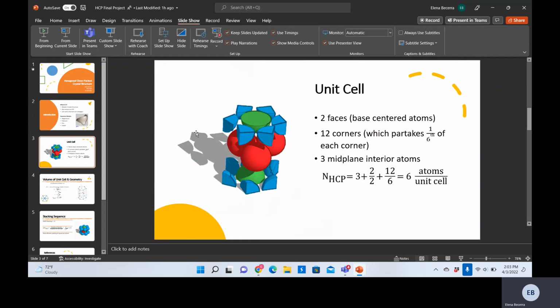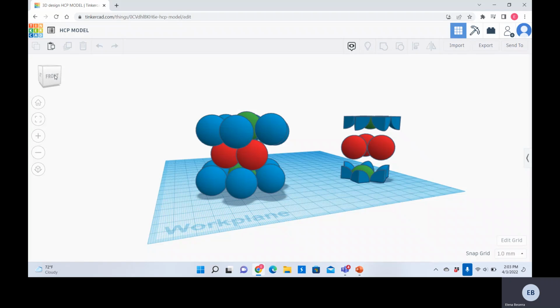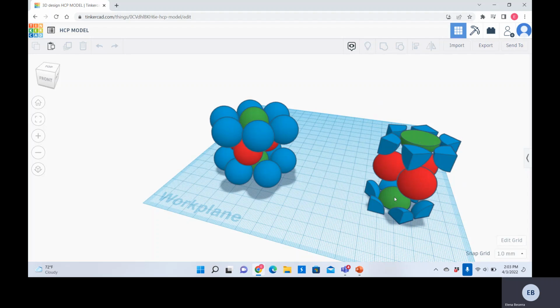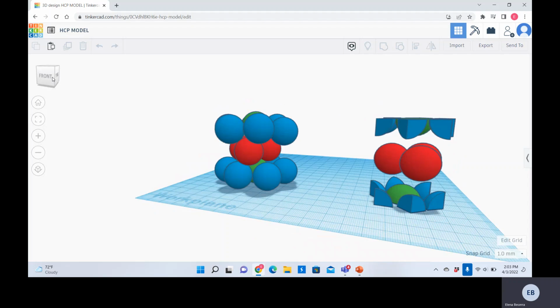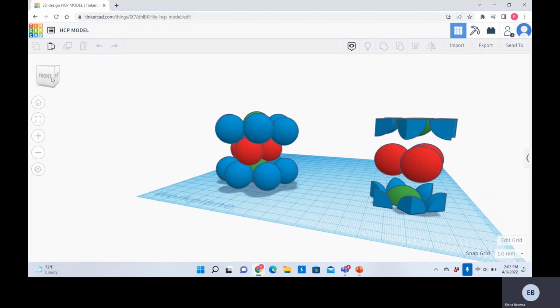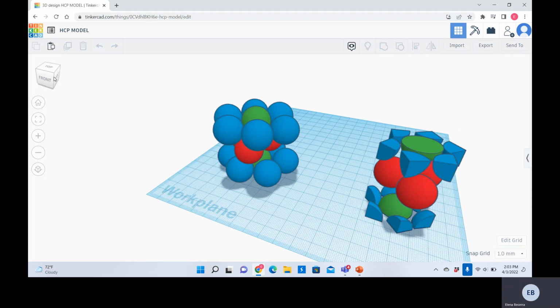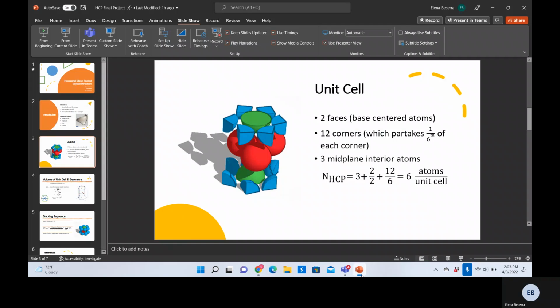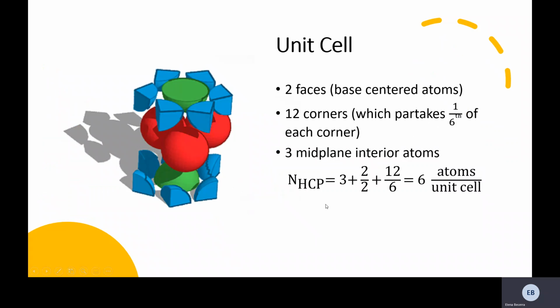This can further be represented in the 3D model I created through Tinkercad. So we'll focus on this image on the right. As you can see, the 2 half spheres here, followed by its 6 surrounding atoms and the 3 interior atoms. Also note that I did separate these and they are supposed to be touching each other. I just did this for the sake of a better visual representation of what's going on. So this further comes down to the amount of unit cells or atoms per unit cell, which is 6 once you plug it into this equation down here.